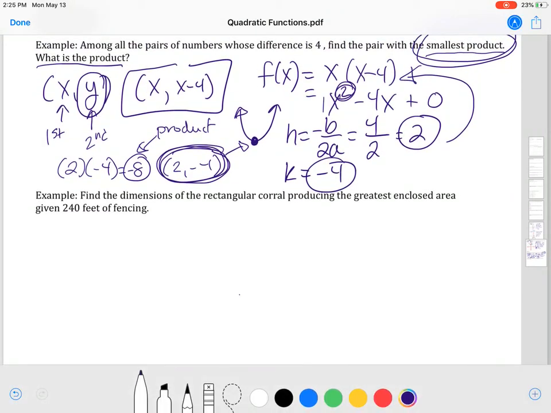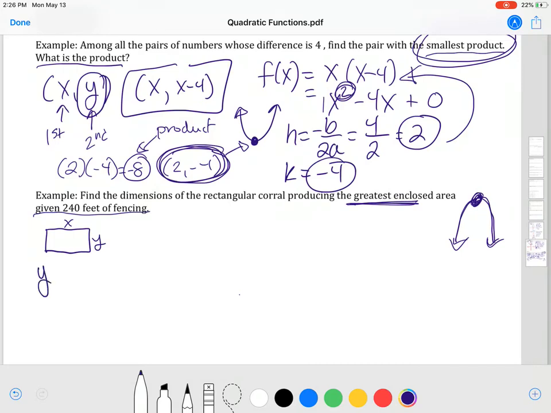Okay, next example, it says find the dimensions of a rectangular corral producing the greatest enclosed area. This is asking for the greatest enclosed area. So now when we're looking at this, we're going to try to find a maximum value, which means when I set up my equation, I should have an equation that shows me an upside down, concave down quadratic in order for me to get a maximum point at the top. Okay, so if you imagine you have a corral, it's rectangular, so I'm going to call the length x and the width y. It says that it is enclosed by 240 feet of fencing.